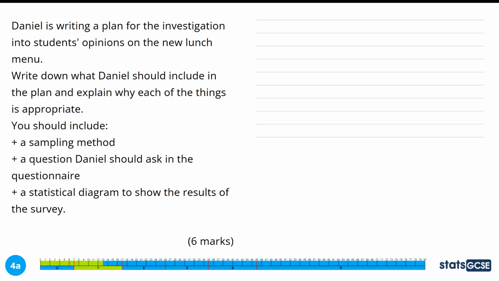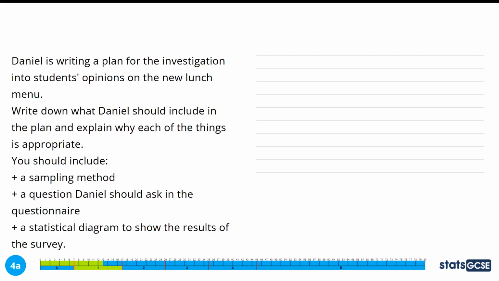Daniel is writing a plan for the investigation into students' opinions on the new lunch menu. Write down what Daniel should include in the plan and explain why each of the things is appropriate. You should include a sampling method, a question Daniel should ask in the questionnaire, a statistical diagram to show the results of the survey. Let's start by looking at the sampling method.